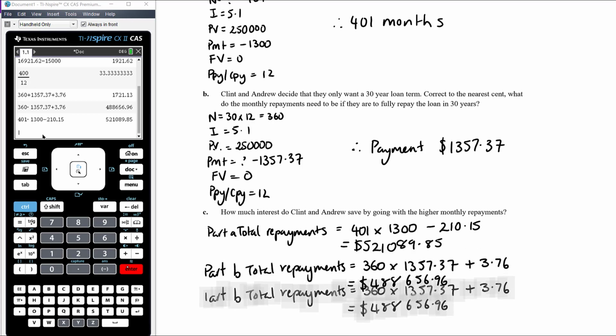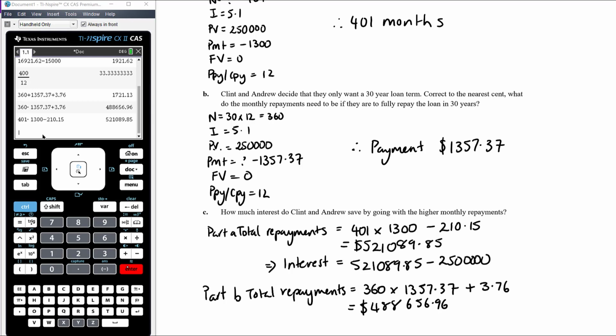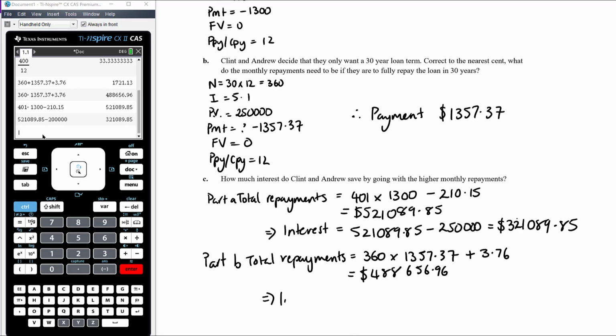Now, I'm just going to leave myself some more room because we are interested in the interest. All right, so this means that the interest is going to be 521,089.85 minus the 250,000 that we borrowed. So the interest we're paying here is $321,089.85.